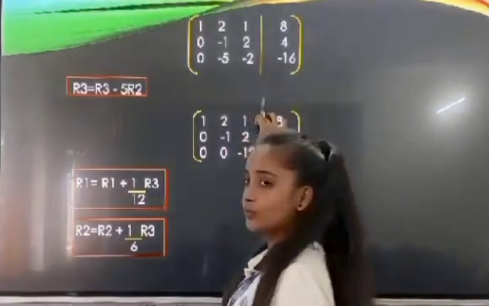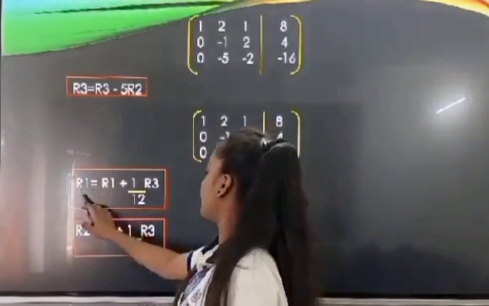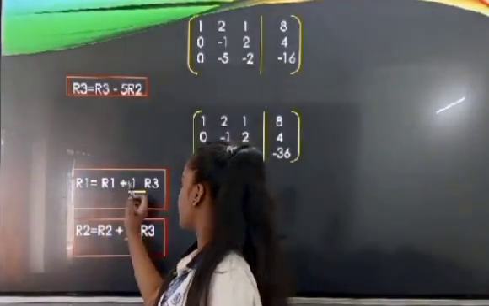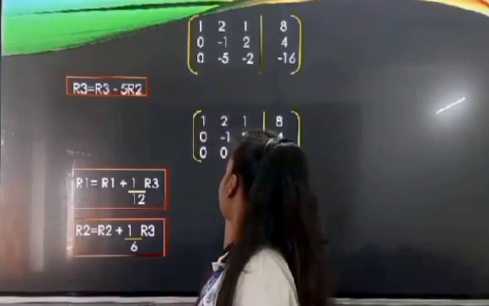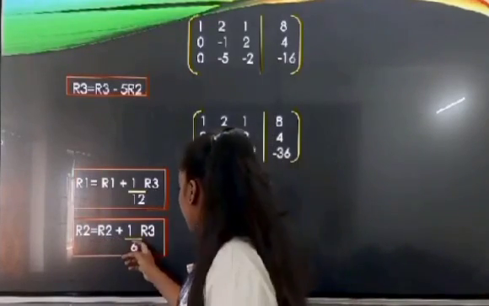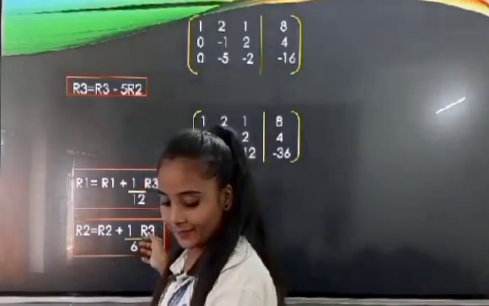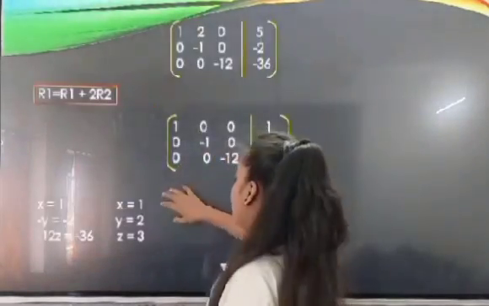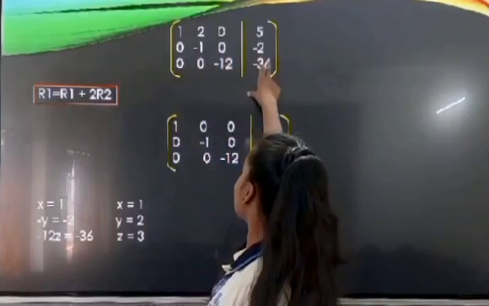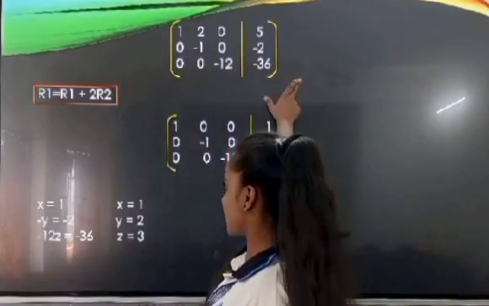For making these 0, we use the formula R1 is equal to R1 plus 1 upon 12 R3. And for making this 0, we use R2 is equal to R2 plus 1 upon 6 R3. By using both formulas, we get 1 2 0 5, 0 minus 1 0 minus 2, 0 0 minus 12 and minus 36.